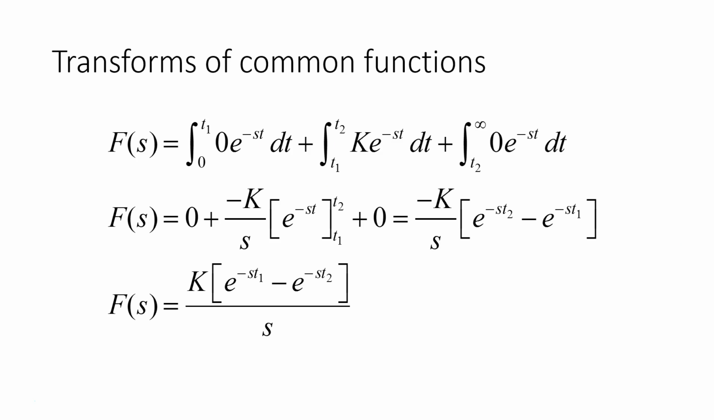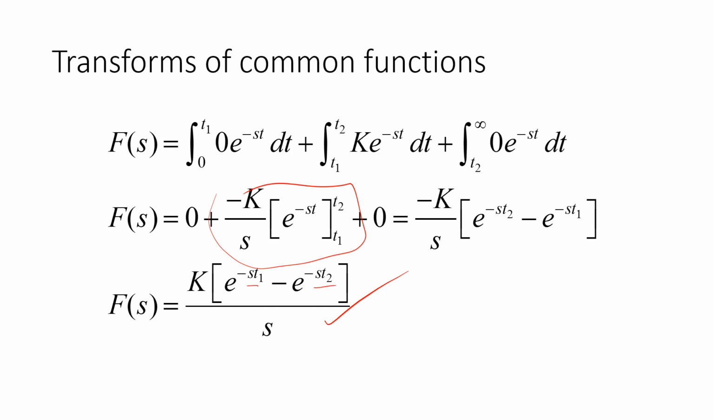So I could split that into three integrals of constants, and then the first and the last will be 0 since the constant is 0, and the middle one I will end up with this part here, which I could simplify to this. So I have e to the minus st1 minus e to the minus st2.